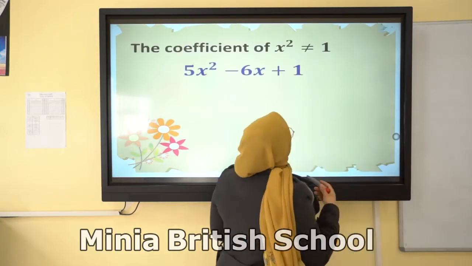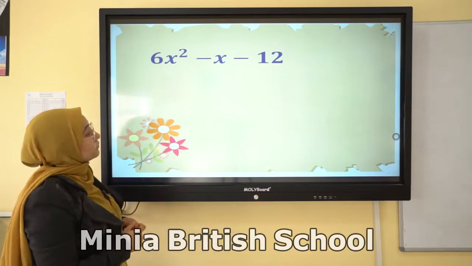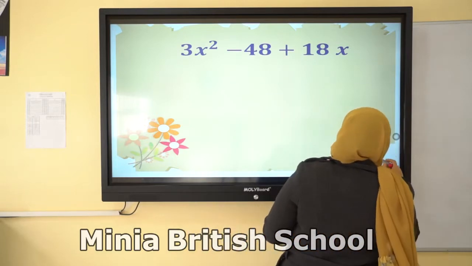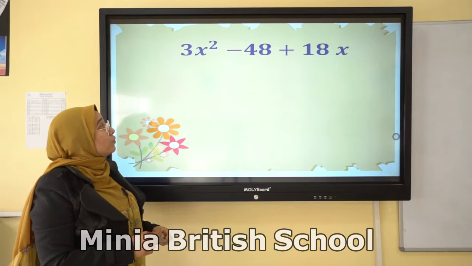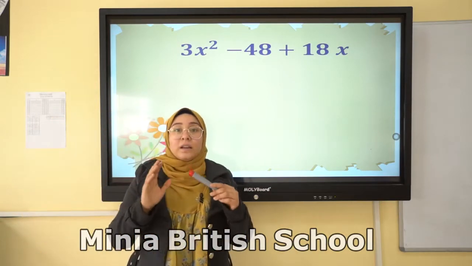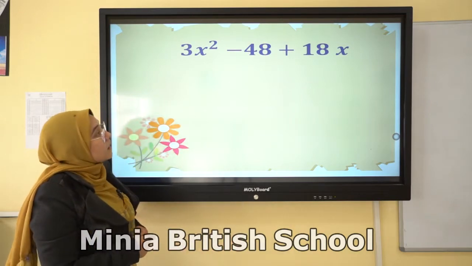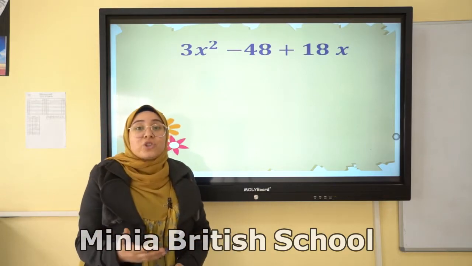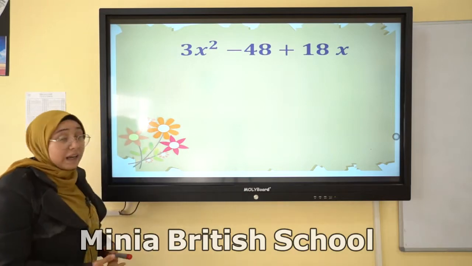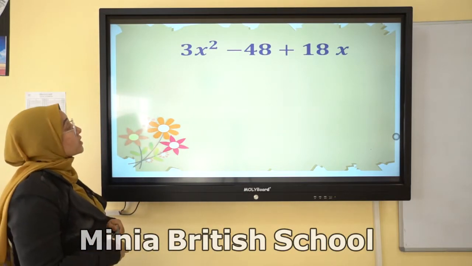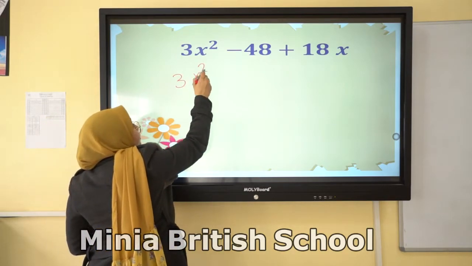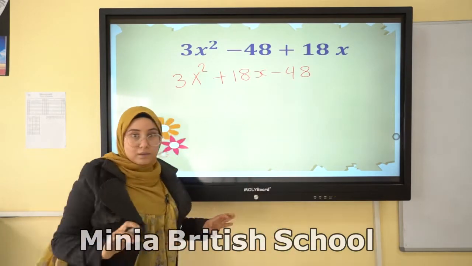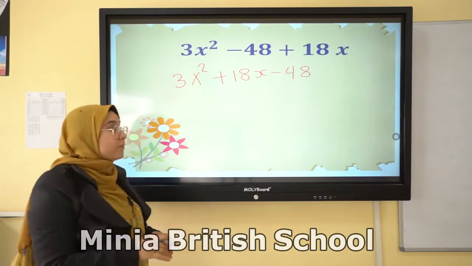The next one: 3x power 2 minus 48 plus 18x. And first here, I must, yes, arrange the terms of this expression descendingly according to the exponents, or the power. So 3x power 2 plus 18x minus 48. Good.